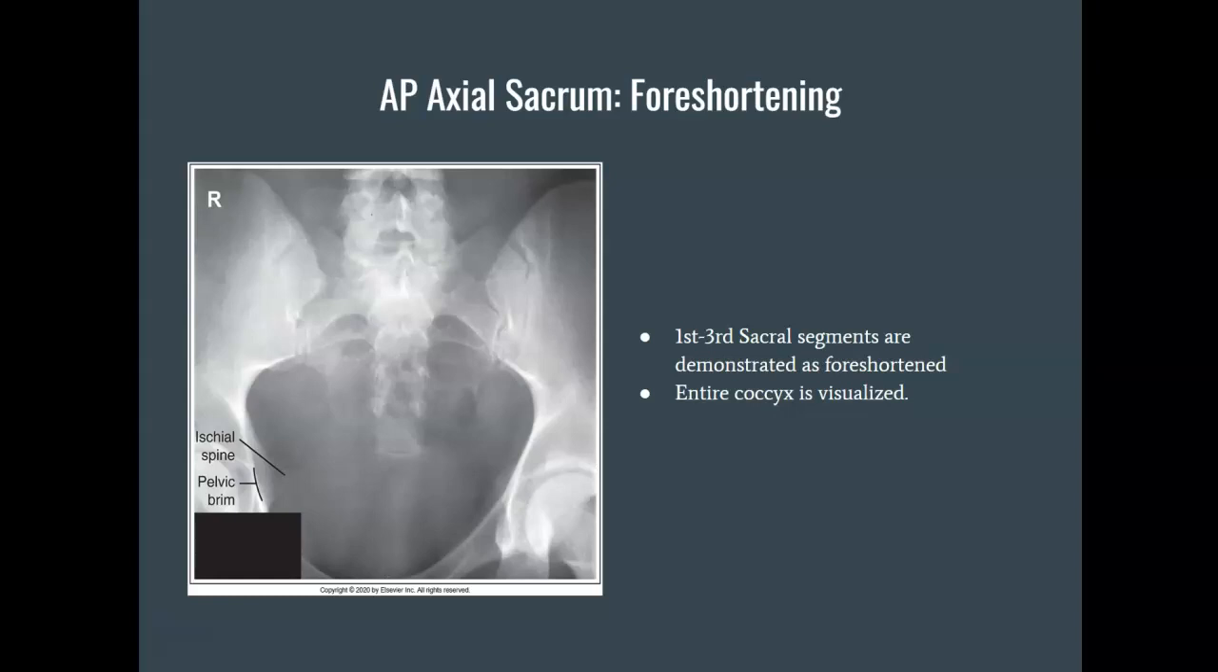Let's talk about central angulation and its relationship to the sacral foreshortening. We know that to demonstrate the sacrum without foreshortening, your central ray needs to be aligned perpendicular to the long axis of the sacrum. In most cases in most patients, this requires a 15-degree cephalic central ray angulation. If that AP axial sacral projection is taken with insufficient central ray angulation, the first, second, and third sacral segments will be demonstrated as foreshortened.